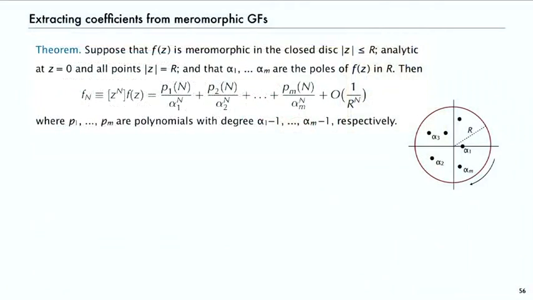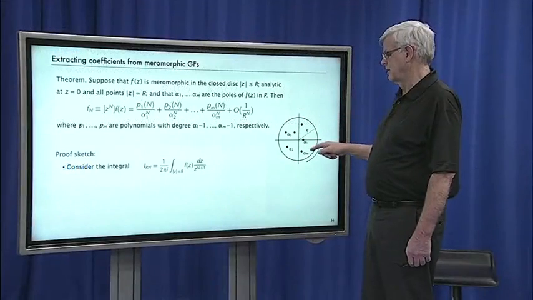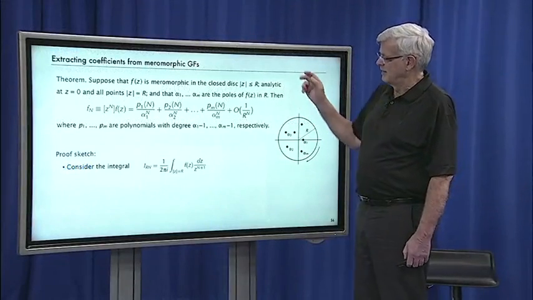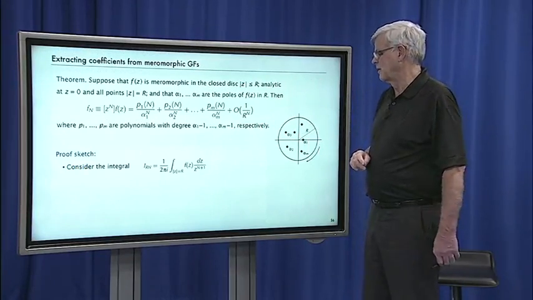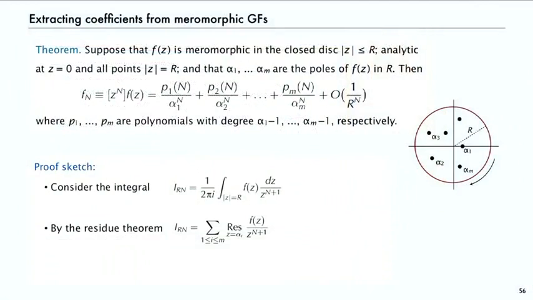And again, I'll just quickly sketch this proof. So now what we're going to do is take an integral around a big circle of radius r. We're going to take our function and we're going to divide by z to the n plus 1. And so by the residue theorem, the value of that integral is the sum of the residues inside. And the sum of the residues inside gives exactly these polynomials.